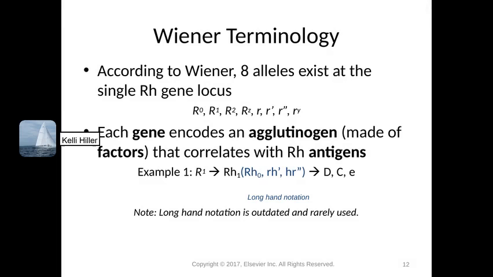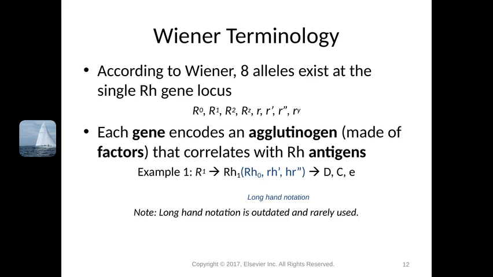So when we look at the Wiener terminology, they term it as 8 alleles that exist at the single Rh gene locus. So R0, R1, R2, RZ, little r prime, little r double prime, little ry, and each will encode an agglutinogen, which is made of different factors that correlate with Rh antigens. So basically our R1 is our RH1, which is also our big D, big C, little e.